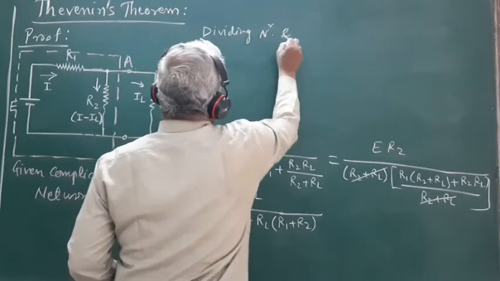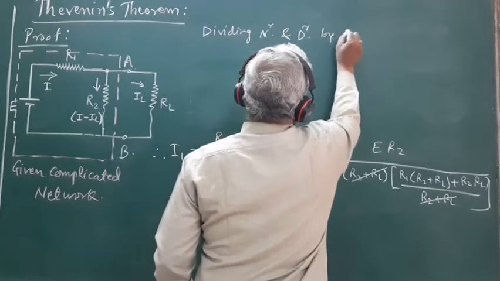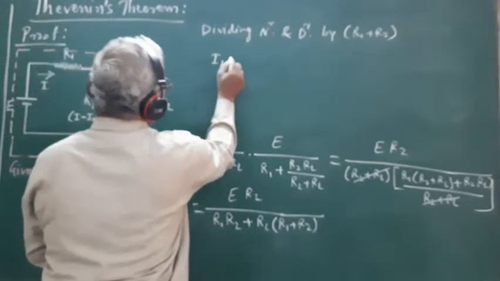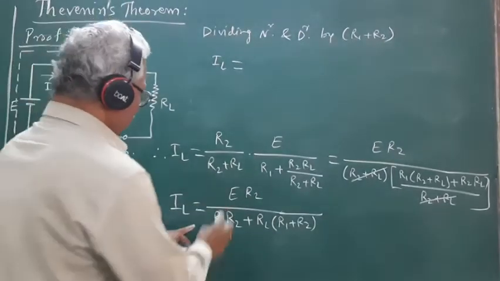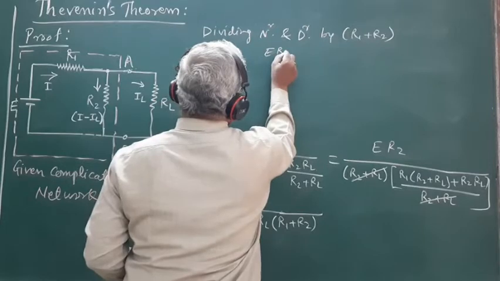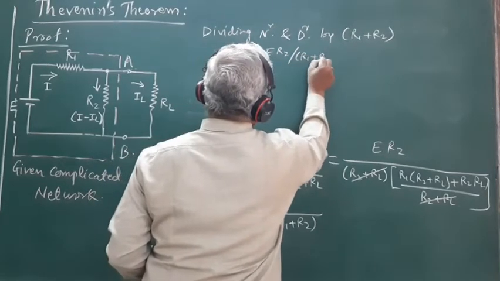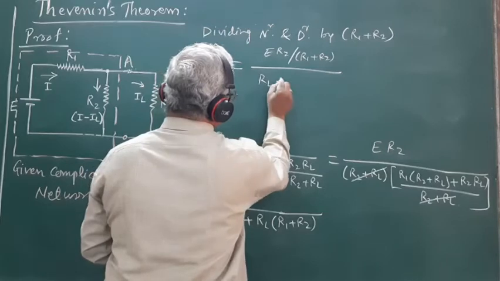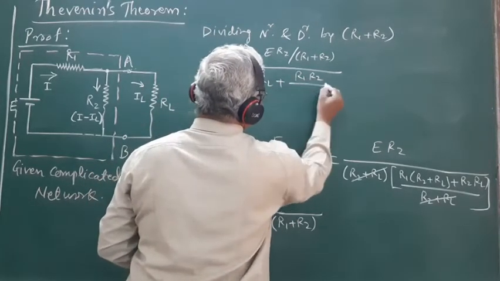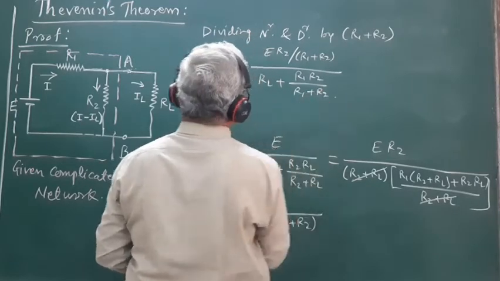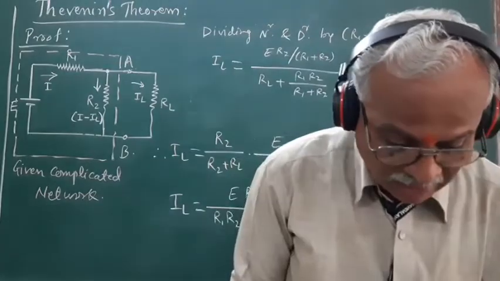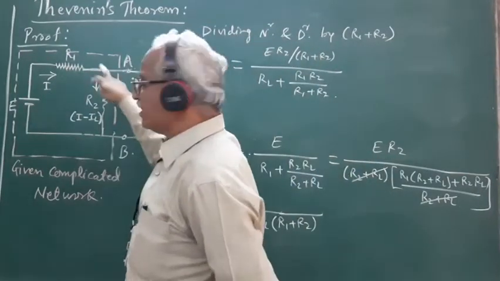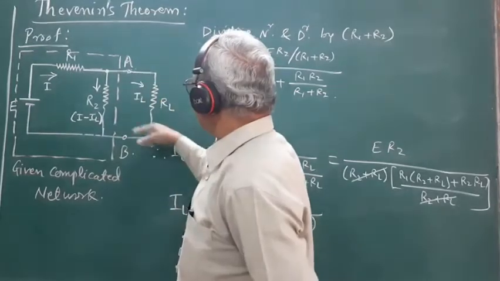Dividing numerator and denominator by R1 plus R2, what do we get? We will get IL is equal to ER2 by R1 plus R2 divided by RL plus R1R2 divided by R1 plus R2. So this is the expression for the load current when there is the given complicated network connected to the left of the terminals A and B.